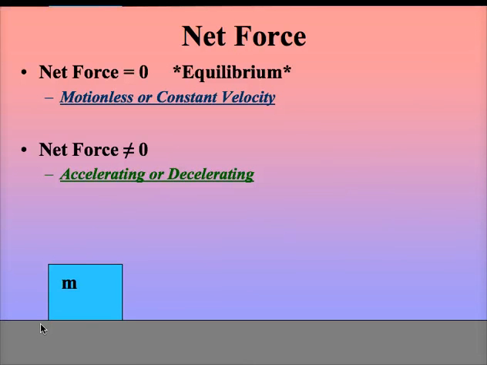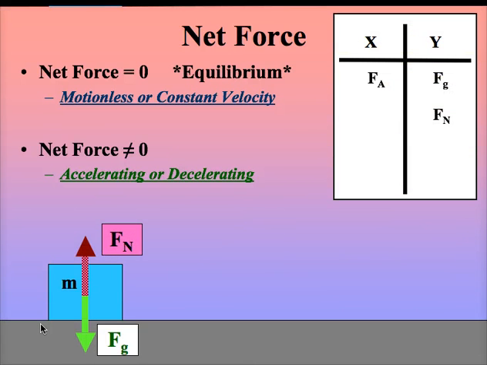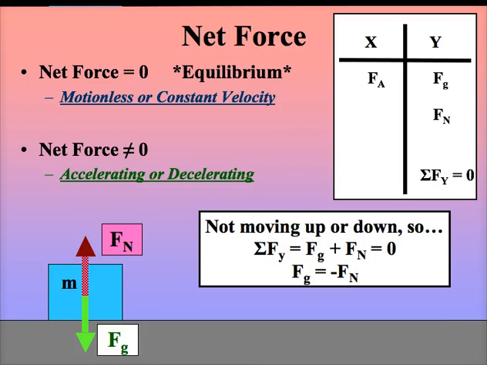So here's an object with a mass m. The forces acting on it are in the y direction: the weight down, Fg, and the normal force up, Fn. You'll notice we start keeping track over here, just like we did with projectile motion, with an xy chart. We do that because gravity is only going to act in the y. Applied forces, when we push something to the left or to the right, are going to act in the x direction. So if it's not moving up or down, we say that the sum of the forces in the y is 0, so the weight is equal to the opposite of the normal.